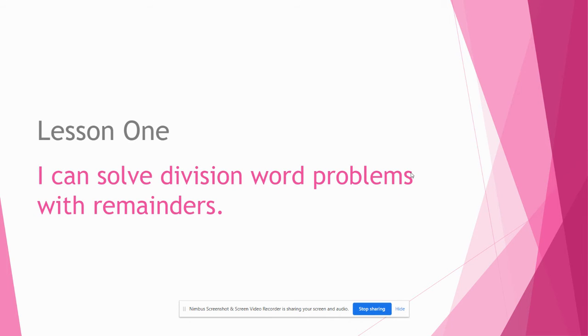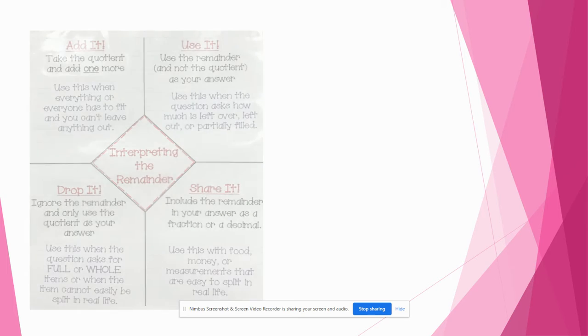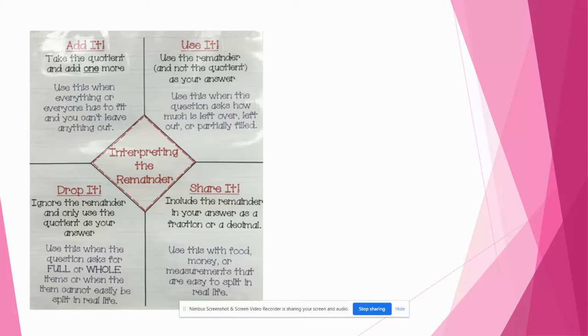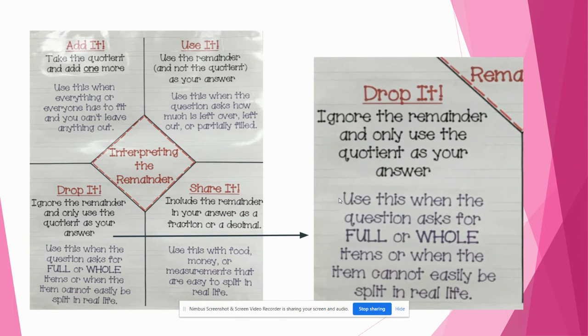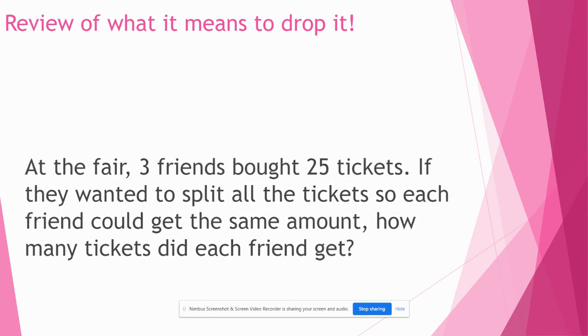Okay, our objective today, once you're finished with your spiral review, is I can solve division word problems with remainders. Remember back from second quarter, when we did this the first time, we have four different strategies. And today specifically, we're working with drop it. When we are dropping the remainder, we're ignoring it and we're only using the quotient as our answer. And we use this when the question asks for full or whole items, or when the items cannot easily be split in real life. So I'm going to give you an example of that.